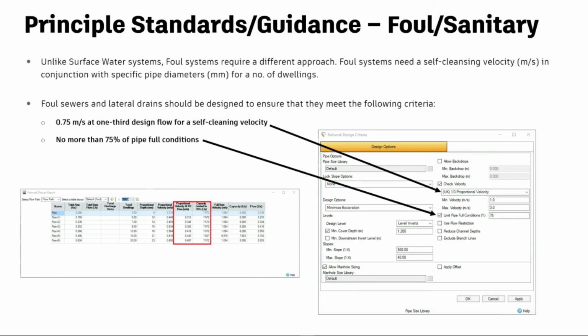Therefore, if we know roughly the number of people who are going to live in the new development, we can design the foul system. However, foul pipes can sometimes block up, so we have to make sure that they are laid steep enough so the sewage flows achieve a self-cleansing velocity, which means any lumps are washed away. There must be a driving force that can convey it down a pipe. Therefore, foul or sanitary pipes require a self-cleansing velocity of 0.75 meters per second at 1/3 design flow. Without this self-cleansing velocity, we would have a build-up of sewage within these pipes, which would cause blockages and residual damage. This self-cleansing velocity allows for sewage to travel down a pipe without coming to a standstill.